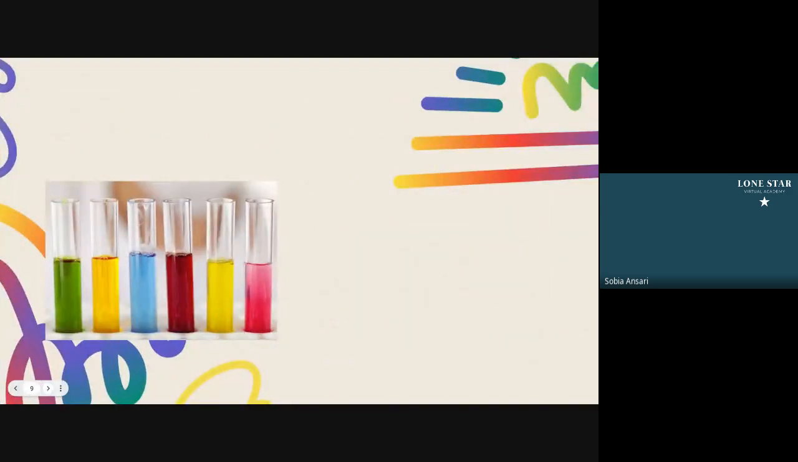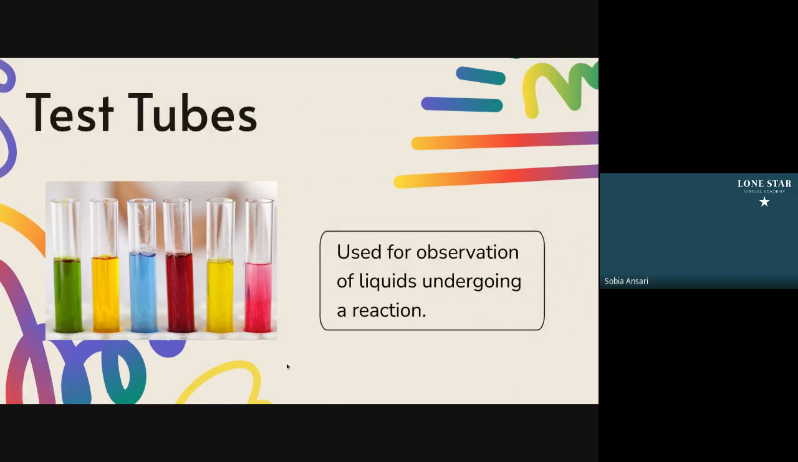Next, we have test tubes. Again, these are also going to be heat resistant because they are used for observation of liquids undergoing a reaction. And some of these chemical reactions that might be happening in a test tube produce heat. So the glass itself needs to be heat resistant. And also sometimes if the precipitate, which is like the solid that forms, is small enough, those are usually formed with heat. Or other chemical reactions, and so a Bunsen burner might be used for that as well.